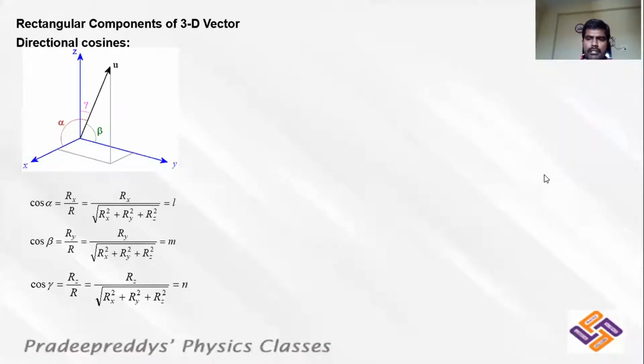In the past few lectures, we have learnt about vectors in 2 dimensions and how to represent a vector in 2 dimensions. And today, in this first part, we will be learning about representation of a vector in 3 dimensions and the angle made by the vector with x, y, and z axis. And the angle made by the vector with x, y, z axis, they are called as directional cosines.